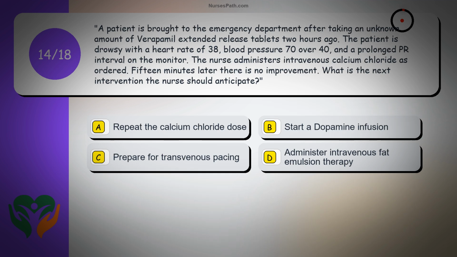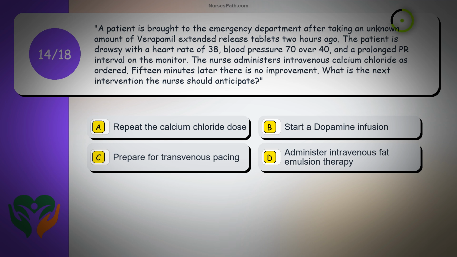Question 14. A patient is brought to the emergency department after taking an unknown amount of verapamil extended-release tablets 2 hours ago. The patient is drowsy with a heart rate of 38, blood pressure 70/40, and a prolonged PR interval on the monitor. The nurse administers intravenous calcium chloride as ordered. 15 minutes later there is no improvement. What is the next intervention the nurse should anticipate?